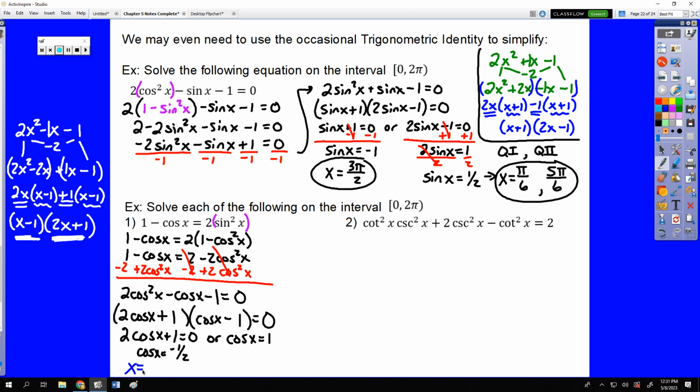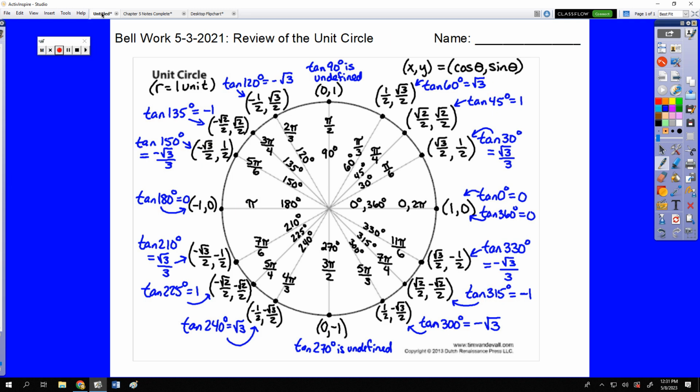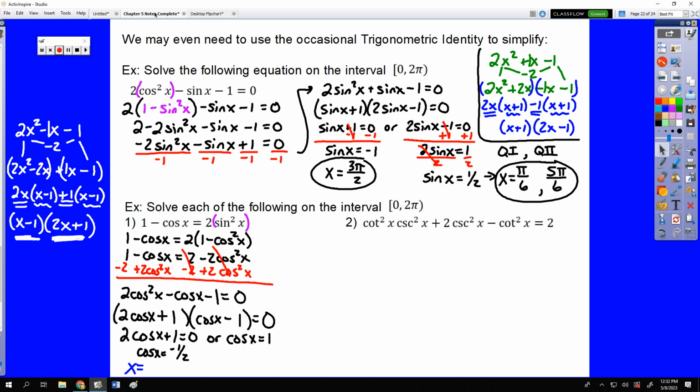Okay, so we're looking for x values of -1/2. X values of -1/2 occur here at 2 pi over 3 and here at 4 pi over 3. So 2 pi over 3 and 4 pi over 3 would be my solutions there. And then cosine of x is equal to 1 in only one place, 0 radians. So we have a total of 3 answers, 2 pi over 3, 4 pi over 3, and 0.